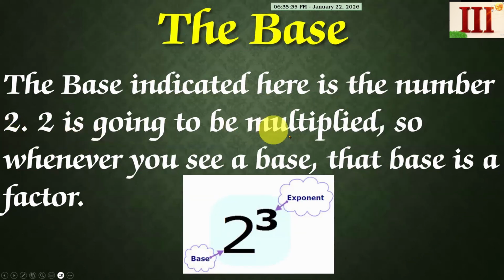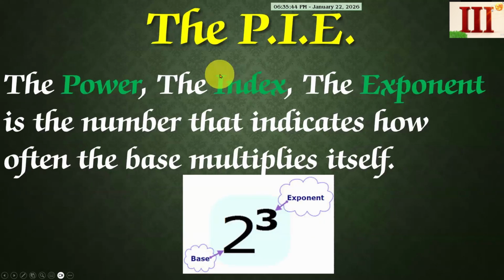So 2 is going to be multiplied. 2 is the factor. So whenever you see a base, that is the factor. Now, when you get to the smaller number, which is called a superscript, if you can think of the word PIE: power, index, or exponent, this is the number that indicates how often you have to multiply the factor itself. So this is 2 to the power of 3, or 2 raised to the power of 3.